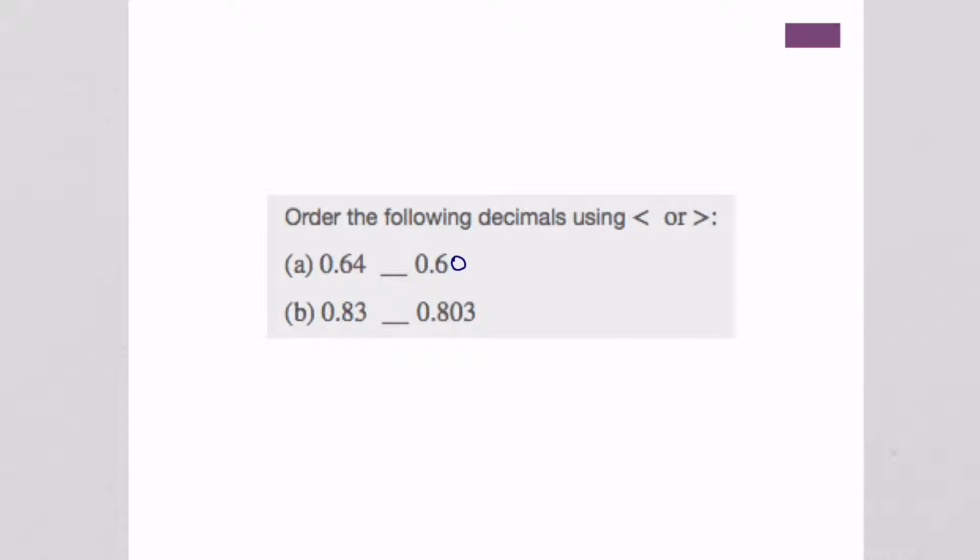And what you do is you look at each place. We're going to look at the tenths. Those are the same. Now let's look at the hundredths. And 4 is bigger than 0. So I would put my greater than symbol there.